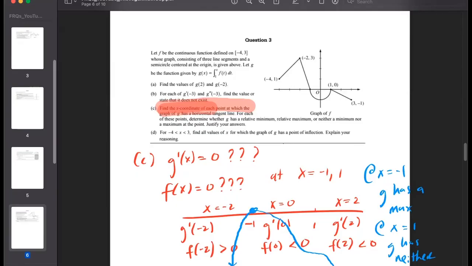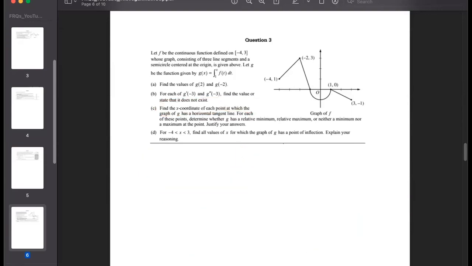So for part D, they want to find all the values of x for which the function has a point of inflection. Well, point of inflection, what is that? It's when the second derivative changes direction. So we need to find, where does G double prime of x equal 0? In other words, when does f prime of x equal 0?